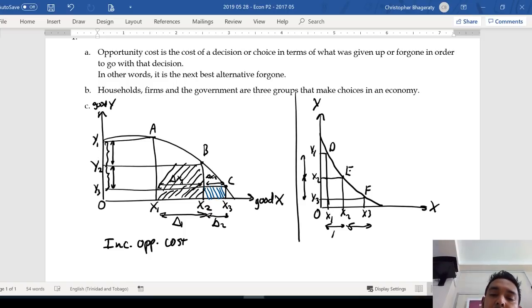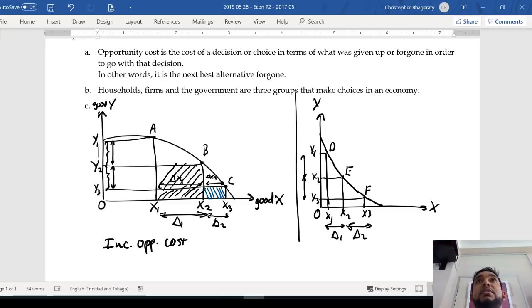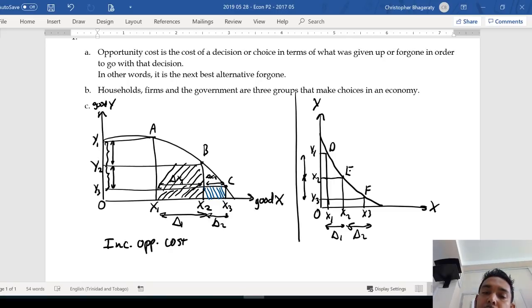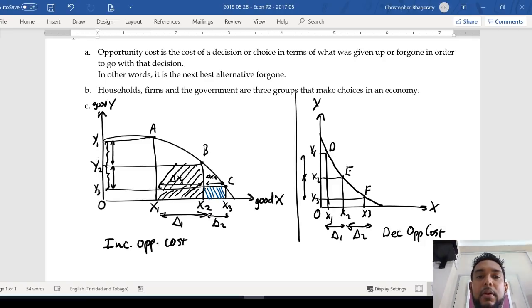Which one looks bigger? Does delta 1 look bigger or delta 2? Delta 2. So in this case here, if you give up the same amount and you continue to get more, you actually have decreasing opportunity costs. Because it's costing you less to get more, or less to get the same amount. Right? So if you pay the same amount and you get more, that's a decreasing opportunity cost. All right, so this one could be decreasing opportunity cost.